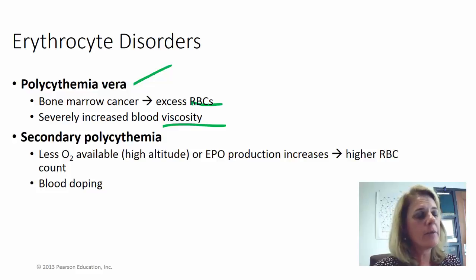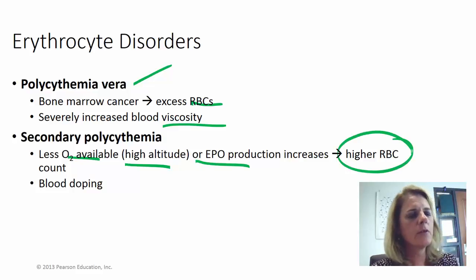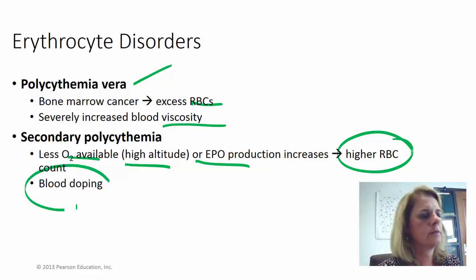You can have secondary polycythemia, and this is what happens when you have less oxygen, like at high altitude, and so you get that increase in EPO, so you get higher red blood cells. So it's not really a disorder; it's more of a reaction to keep you in homeostasis. Okay, so secondary polycythemia is what you get when you go to altitude. It's also what you get when you blood dope, when you give EPO to someone and they make too many red blood cells. Okay, so that's it for red blood cells.